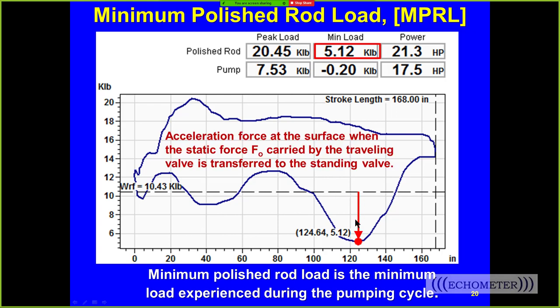And this distance here goes below the weighted rods and fluid because we've now created an acceleration force by releasing the pump load. And the faster we go, the lower the minimum load will be. And it's the minimum load throughout a cycle. And I put it in the minimum pump loads right here.